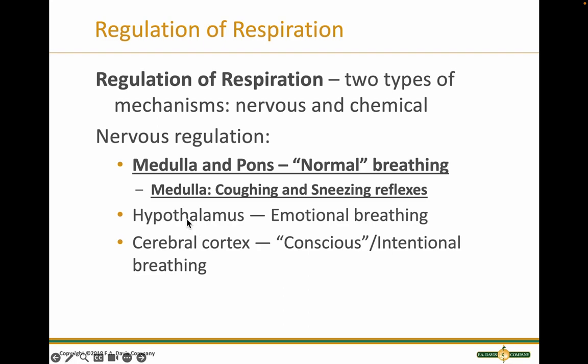When we talk about the hypothalamus, that is one of the emotional centers of the brain. So if you're panicking or having different breathing patterns due to your emotions, if you're upset, that is coordinated by your hypothalamus. And then if you decide to have more conscious breathing, something like meditation, that would be controlled by your cerebral cortex. So that's intentional breathing.